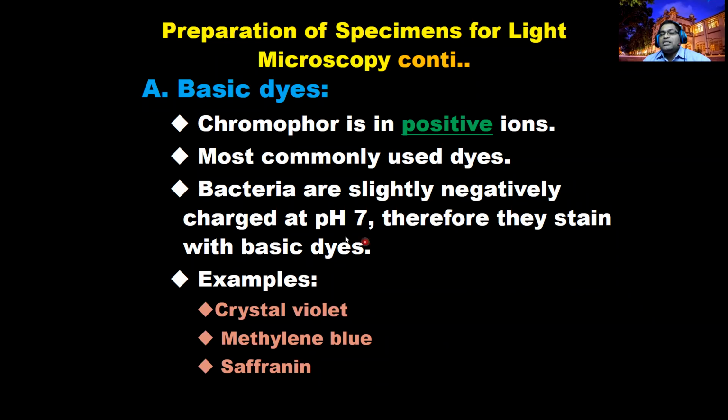These basic dyes work at a pH of nearly 7, which we call neutral pH. Bacteria are slightly negatively charged at pH 7. Therefore, by using these basic dyes, you can differentiate gram positive and negative bacteria. Gram positive bacteria will not get stained by these basic dyes; they need acid dyes, right? Therefore, if the bacteria get stained, we call it gram negative bacteria. Crystal violet, methylene blue, and safranin.